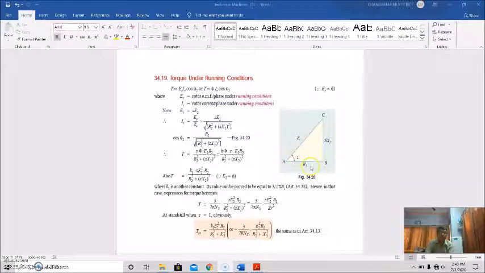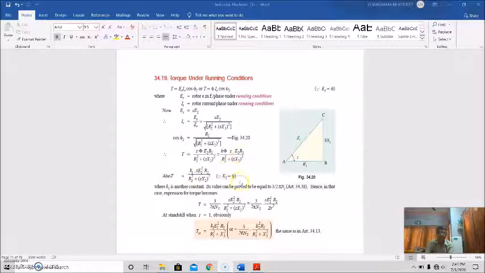So from this figure also, at standstill and at the running condition, the rotor power factor cos phi 2 will be equal to R2 by Z2, that is R2 by root over of R2 square plus S square X2 square. Therefore, the expression of torque will become, if you put these values, IR and cos phi 2, k phi S E2 R2 by R2 square plus S square X2 square. So as a result, the torque will be like this.